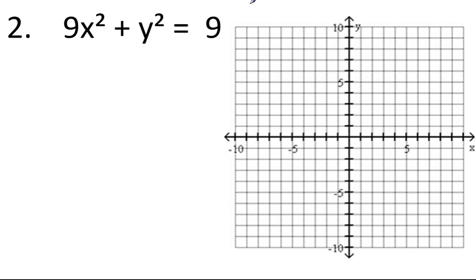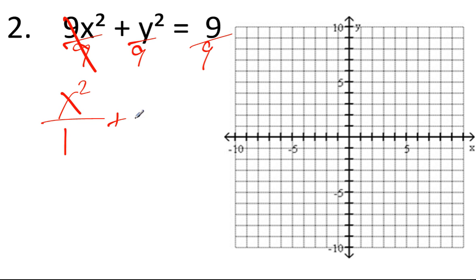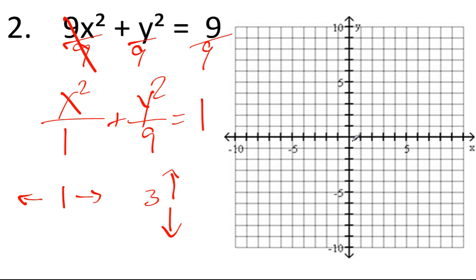And that's really what we're going to be doing today. Whole bunch of that. Divide everything by 9. That'll go away, so we get x squared over 1, but you don't even really need to write it. Y squared over 9 equals 1. So we've got a 1 in the left and right direction. Square root of 9 is 3 in our up and down directions. So up 3, down 3, over 1, both ways, and oval it up, and we have our ellipse.